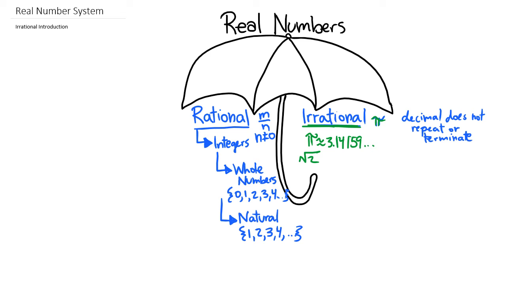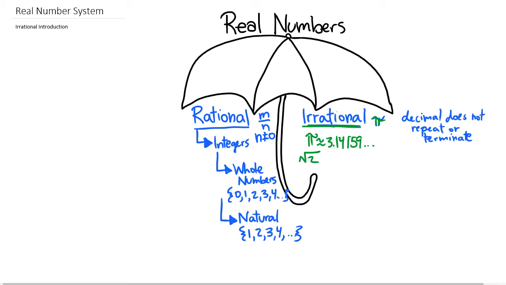Some other famous ones would be the square root of 2. Really, any square-rooted number that's not a perfect square is going to be an irrational number. You could talk about the square root of 3, the square root of 5, the square root of 7. The square root of 9 would be rational because it's equal to 3 or negative 3. Quite a few square roots are irrational.